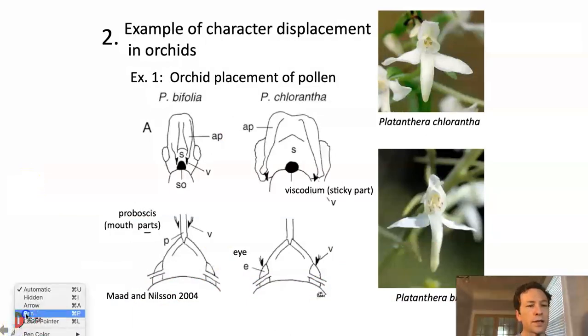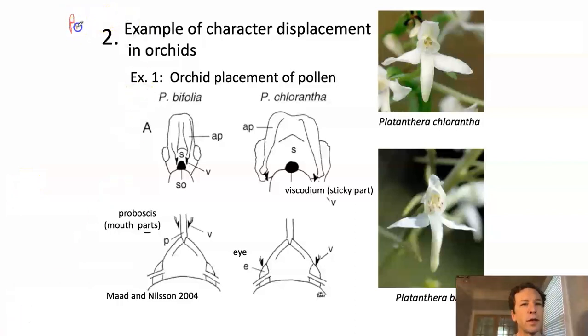So we are going to look at an example of reinforcement for character displacement in orchids. In other words, we are going to have this process where selection has led to exaggerated differences between two species to minimize pollen exchange. And this has led to a character or a trait becoming even more different. That trait then has been displaced. The example is in orchids.